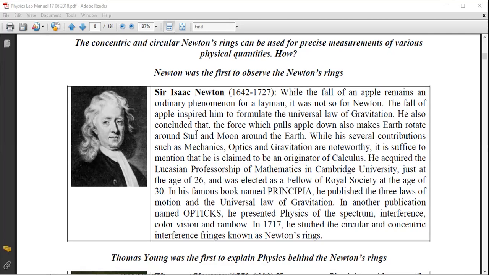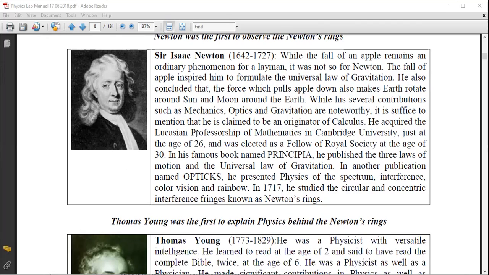At a young age of 26 or around 30, he was also elected as a fellow of the Royal Society. So he has a lot of credits to him. All the concepts of physics, mechanics, optics.